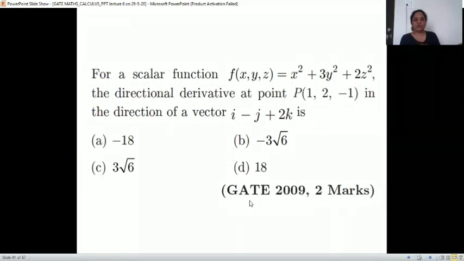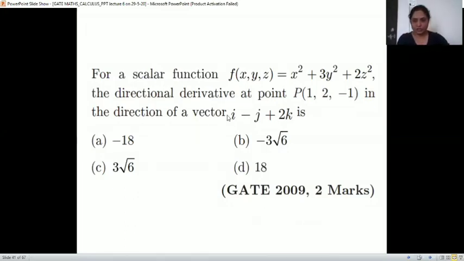Okay, then we come to our question. A scalar field f is given to you. So your answer will be del f dot, in the direction of the given vector, which we'll call a bar. So we have to find del f dot a cap. First of all we have to find del f, that is the gradient: dou by dou x of the function into i bar plus dou by dou y of the function into j bar. At some point it is set, so put the point 1, 2, minus 1 there.